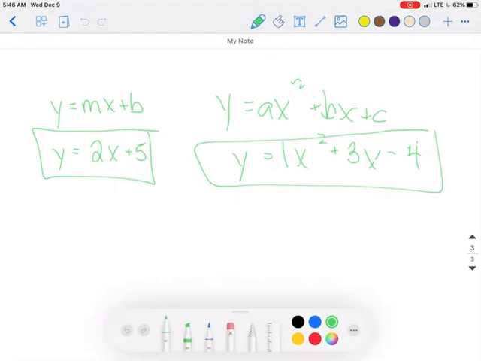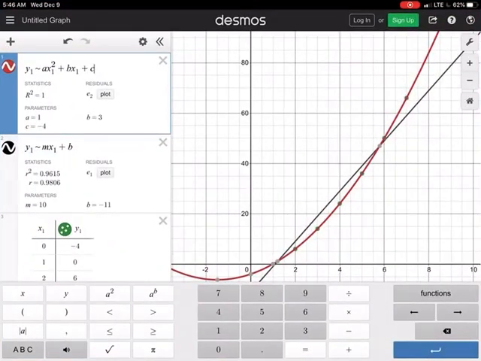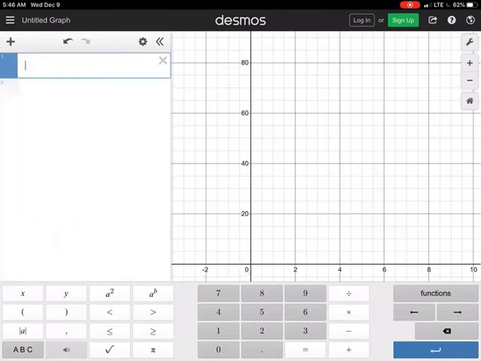Now we do have different options. If you wanted to do a cubic, it would be ax cubed plus bx squared plus cx plus d. We also have the option of doing an exponential function. So let's take these out.